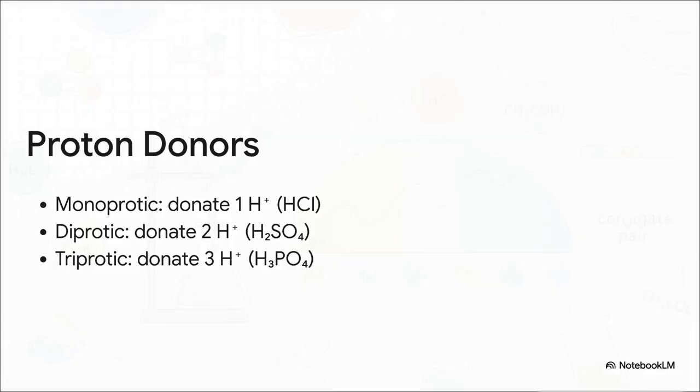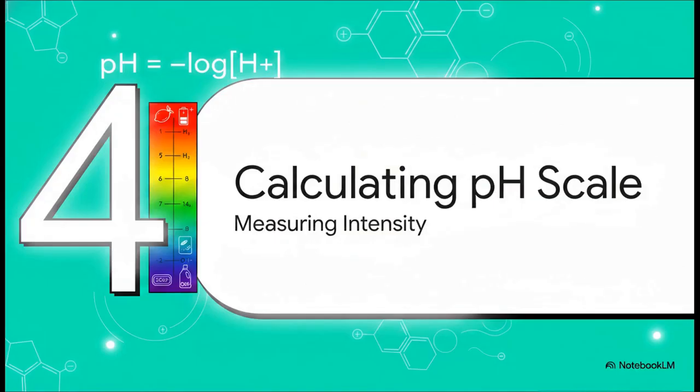Now, beyond sheer strength, acids are also classified by their chemical ammo. I mean, how many protons can they actually fire off? Monoprotic acids, like hydrochloric acid, donate just one H+. Diprotic acids, like sulfuric acid, have 2 protons to give. And triprotic acids, such as phosphoric acid, they are fully loaded and ready to donate 3 H+ ions into the solution. Next up, Section 4, Calculating the pH scale, measuring intensity.